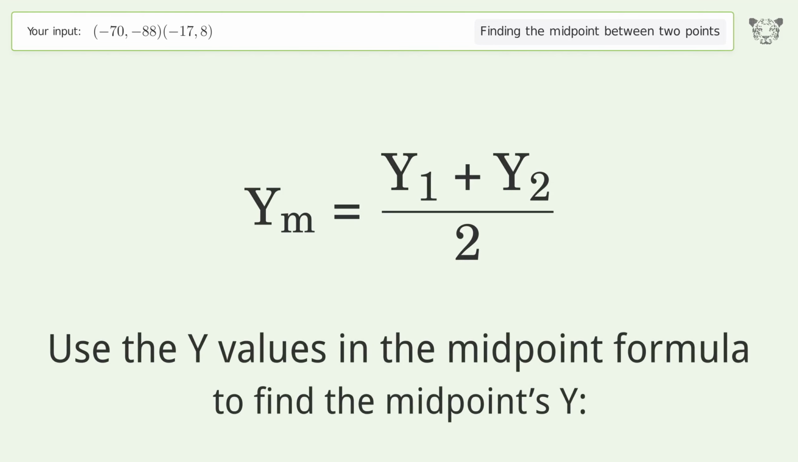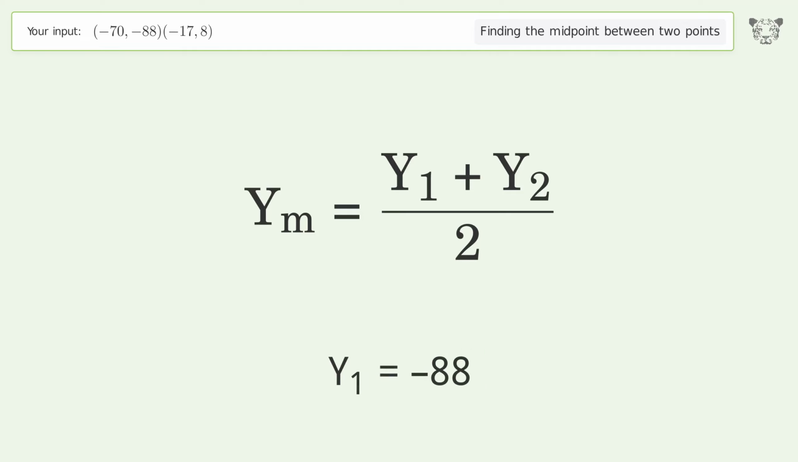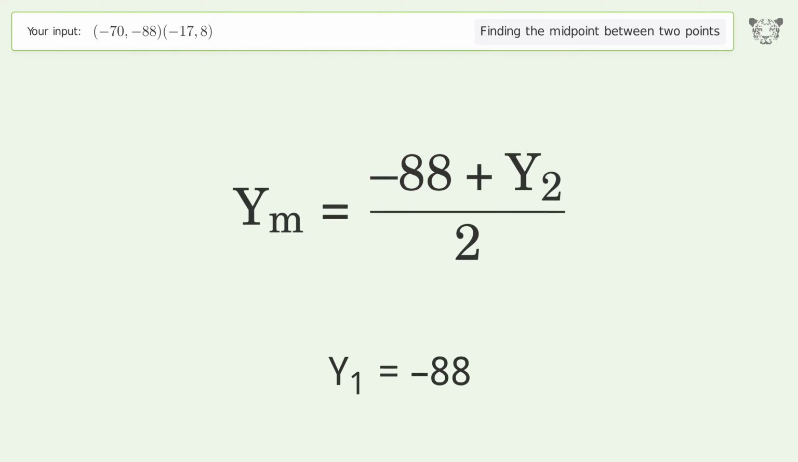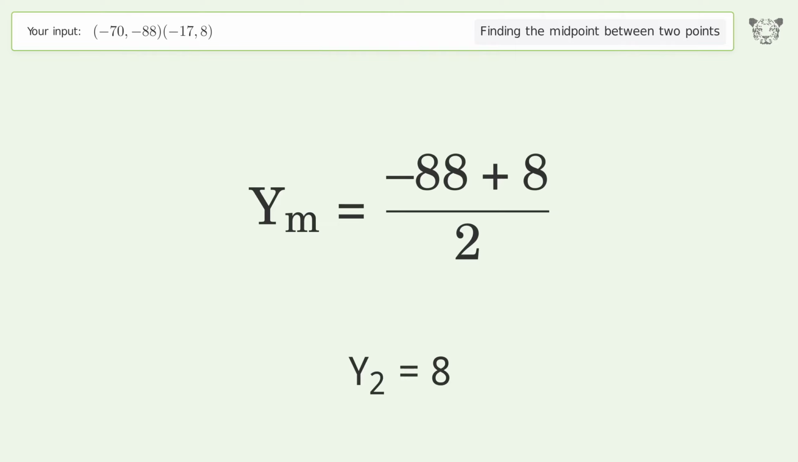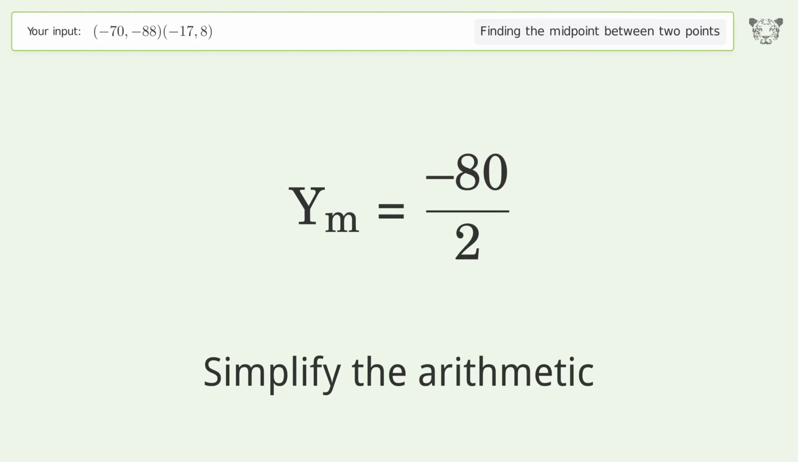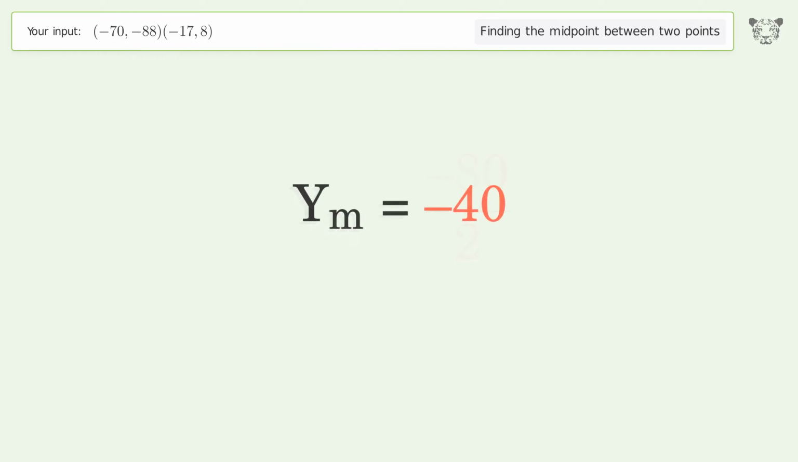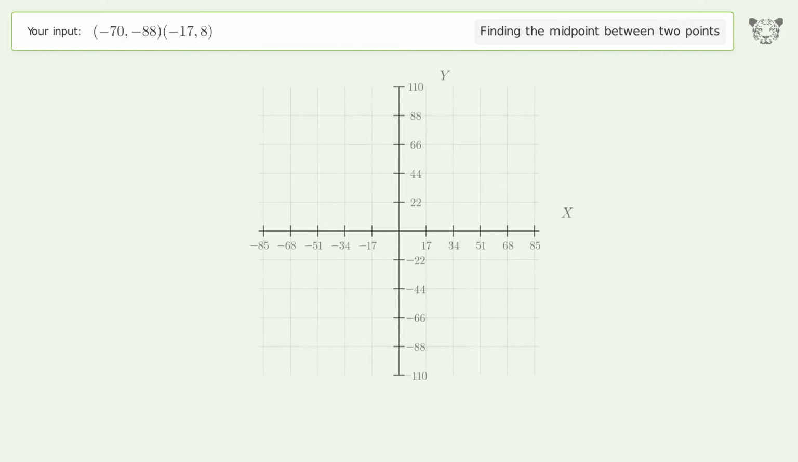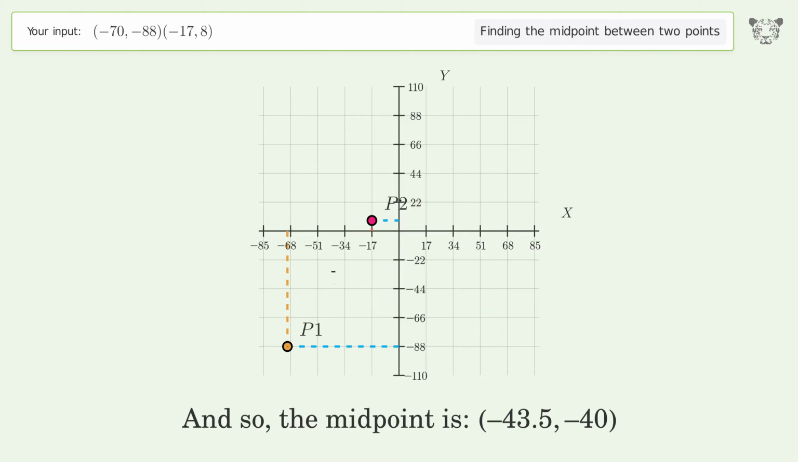Use the y values in the midpoint formula to find the midpoint's y. y1 equals negative 88. y2 equals 8. Simplify the arithmetic. And so, the midpoint is negative 43.5, negative 40.